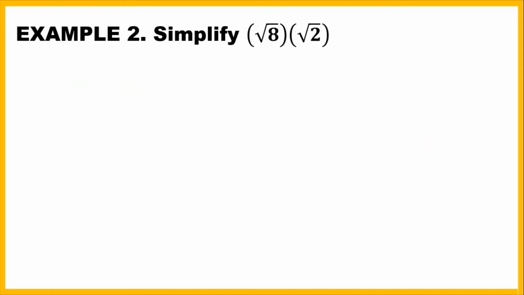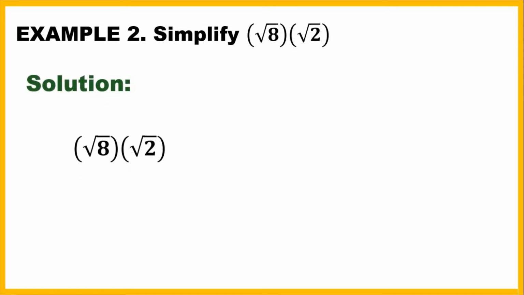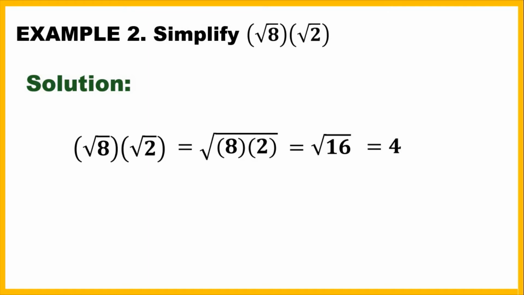Another, simplify square root of 8 times square root of 2. None of these two numbers are perfect squares, but using the first law earlier, we can multiply these two numbers in a single radical sign. And so we have the square root of the product of 8 and 2. 8 times 2 is 16. And the square root of 16, as we all know, is 4, because 4 times 4 is 16. Therefore, square root of 8 times square root of 2 is 4.